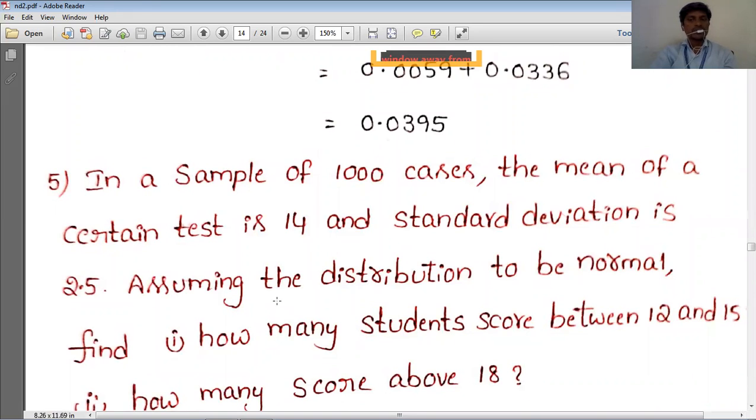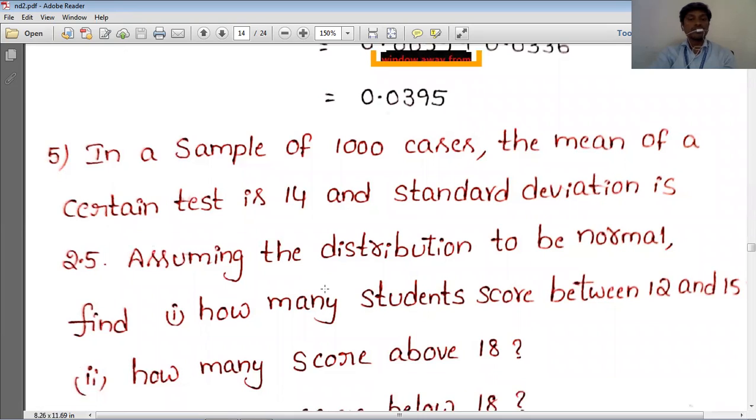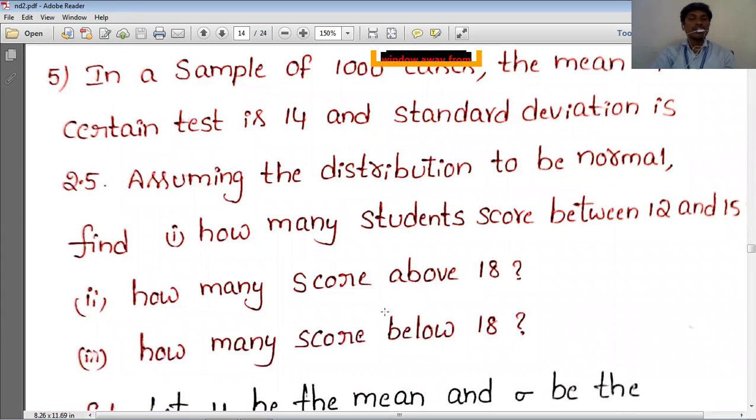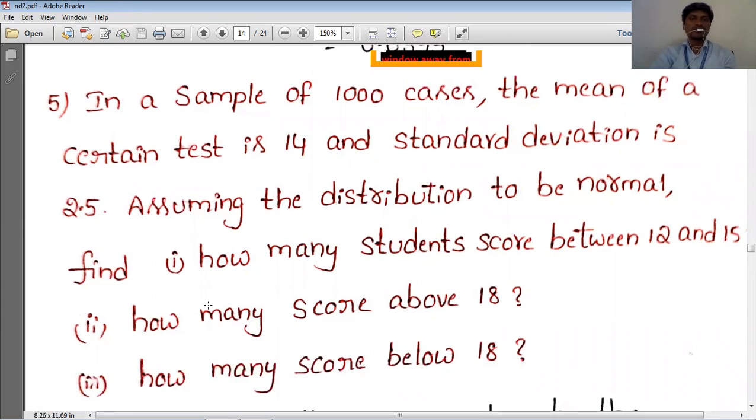Next one, same as the previous one, there is not much change in that. In a sample of 1000 cases, the mean of a certain test is 14 and the standard deviation is 2.5. Assuming the distribution to be normal, find how many students score between 12 and 15, how many score above 18, and how many score below 18. Same as the first problem. There it is also 1000 students, and here it is also 1000 students.